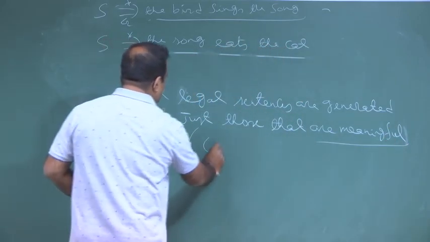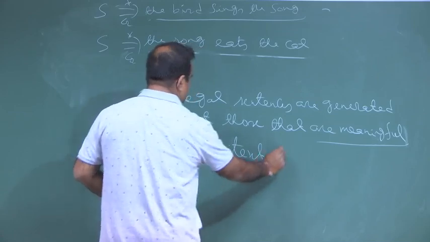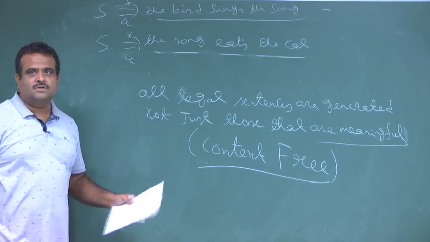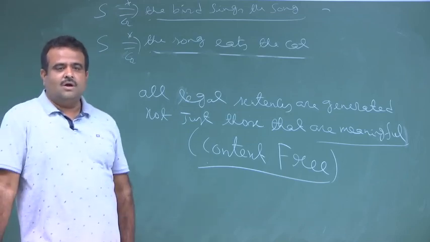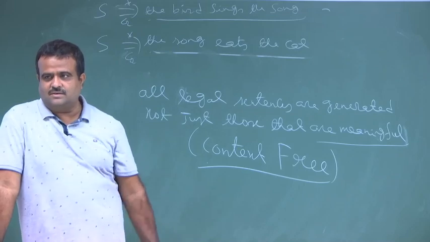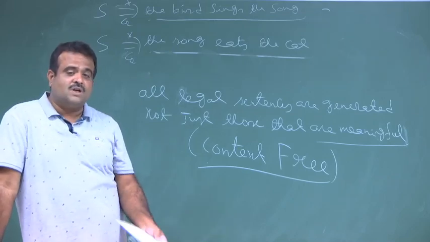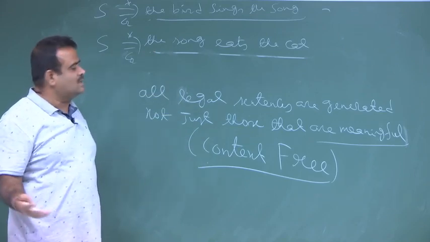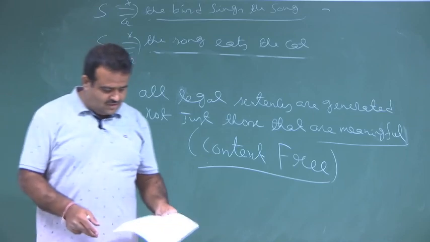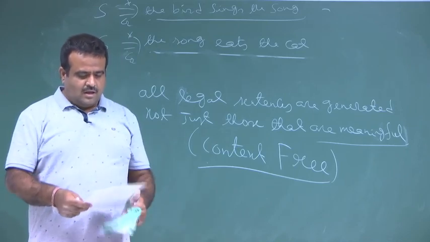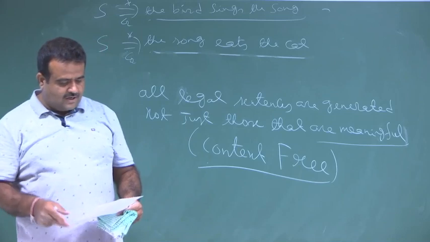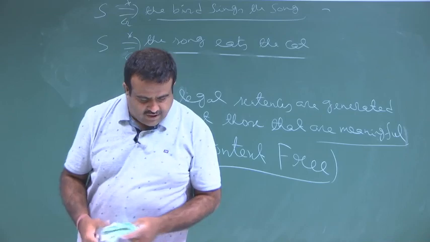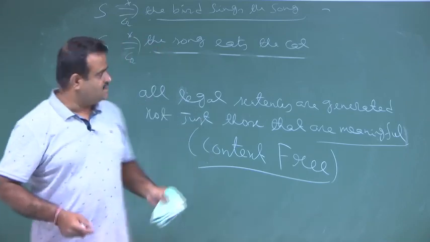So, that is why it is called context free. We just follow the grammar and we end up with all the possible legal sentences which it can form. Some sentences have no meaning in English, like this one: the song is the cat. Okay. So, this is the sense in which it is called context free. Yeah, so let us take one more example.